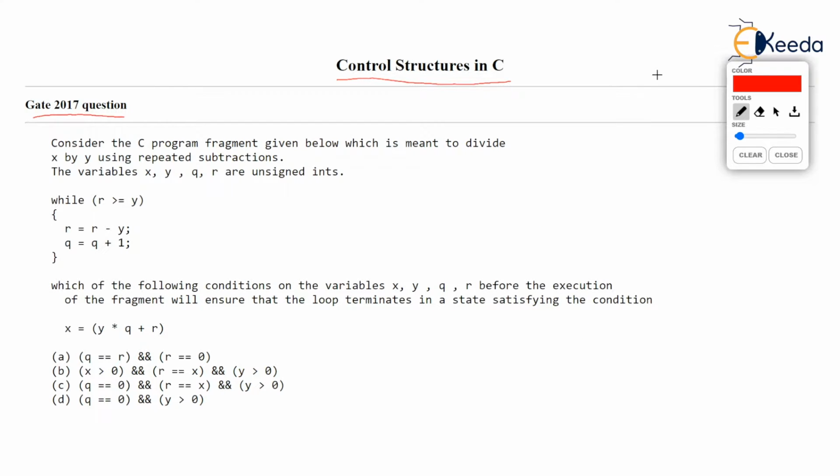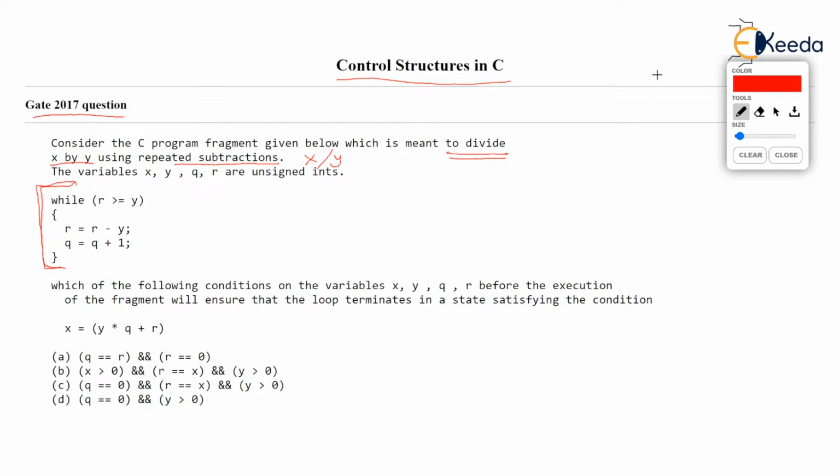I'll read out the question for you. Consider a C program fragment. Some fragment is given here, which is meant to divide two numbers x and y, both being integers, using repeated subtractions. So actually we are trying to find x divided by y, but this x divided by y is found by repeated subtractions by the fragment given below.